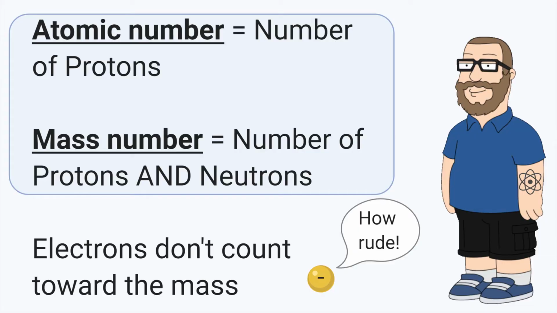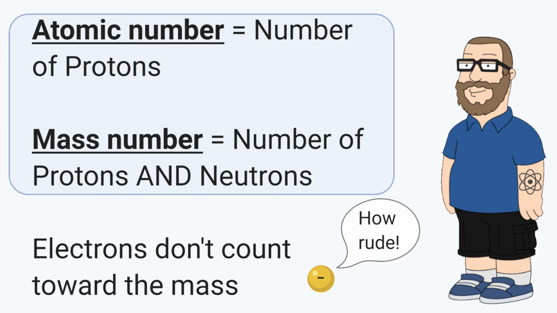The number of protons in an atom is called the atomic number. So an atom with an atomic number of 6 is always carbon. However, because the nucleus also contains neutrons, they contribute to the total mass, or what we call the mass number.